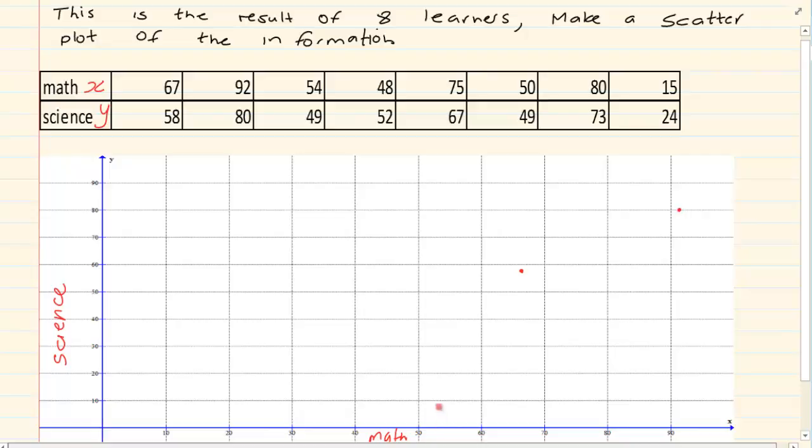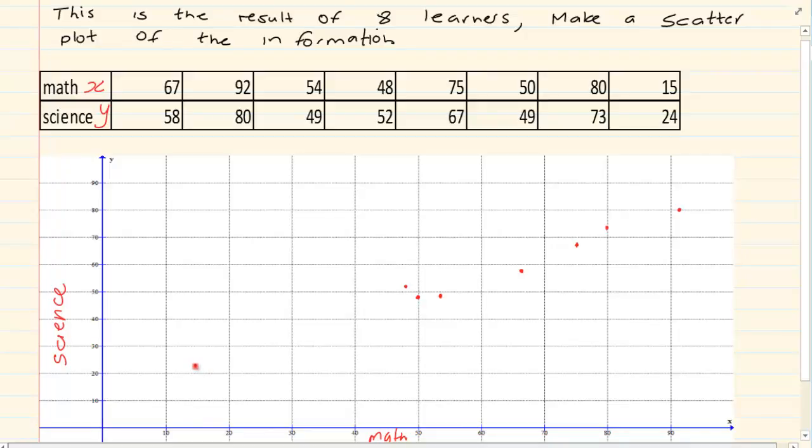So what I'm doing is I'm simply plotting the points. Then I have 48 and 52. 75 and 67. 50 and 49. 80 and 73. 15 and 24. And that is your scatter plot.